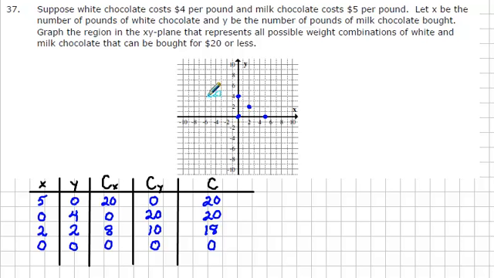But notice there are some values of x and some values of y that don't make sense. It wouldn't make sense to buy a negative amount of white chocolate or a negative amount of milk chocolate. So all the points that we're going to plot are going to be in the first quadrant or on the positive x or positive y axis. Alright, well, we could continue this process and get many, many other points, but we want to plot all the possible weight combinations. So let's try to generalize.